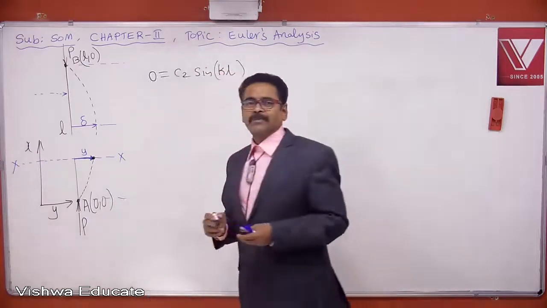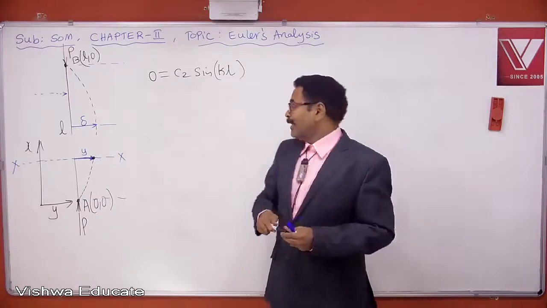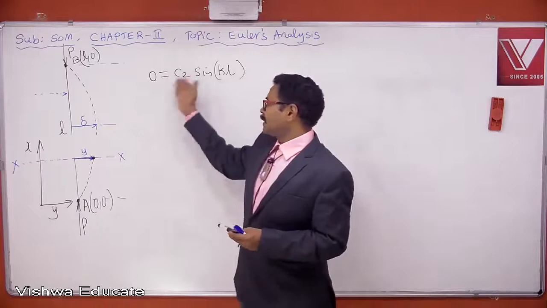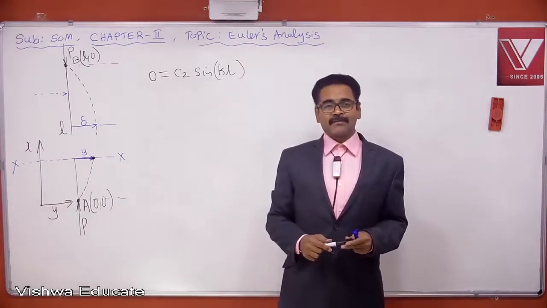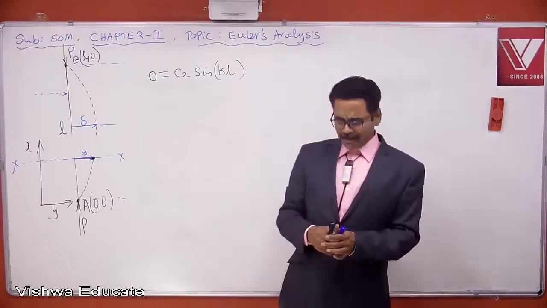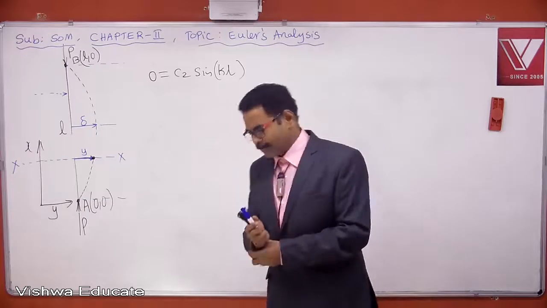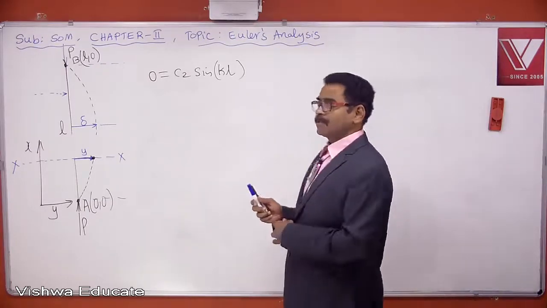KL. Here C2 could be 0 or sin KL could be 0. If C2 is 0, the entire expression will be 0. If sin KL is 0, there also you will get 0. So C2 could be 0, sin KL also could be 0. So what is your understanding? C1 is already 0.